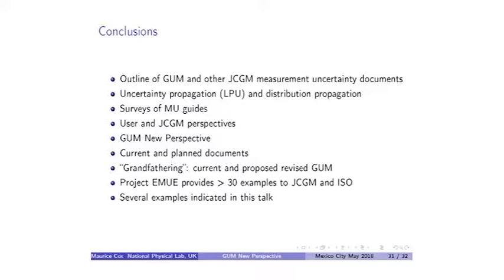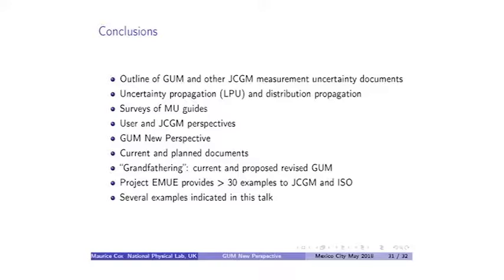So I conclude. I gave an outline of the GUM and other JCGM measurement uncertainty documents. I mentioned the law of propagation of uncertainty, LPU, and the propagation of distributions. I mentioned surveys which have been carried out on measurement uncertainty guides, and I've mentioned the proposed revised GUM, which I must say has failed for the moment. I've mentioned the perspective of the user and the perspective of the JCGM. I mentioned the GUM new perspective. This is the way we plan to go.